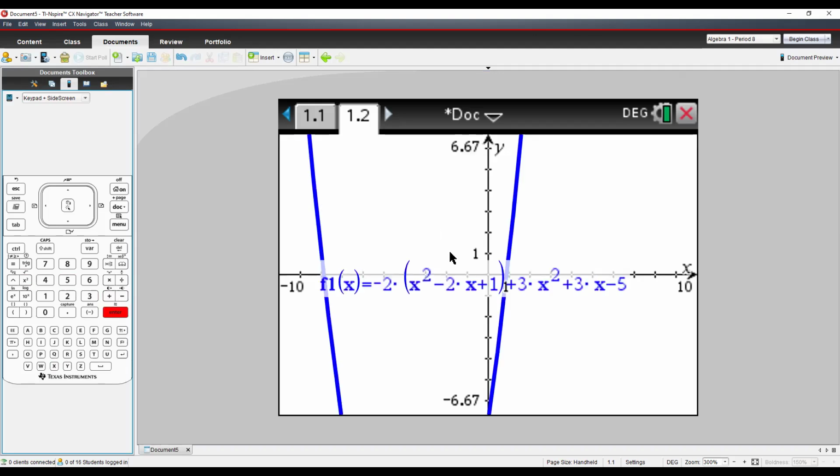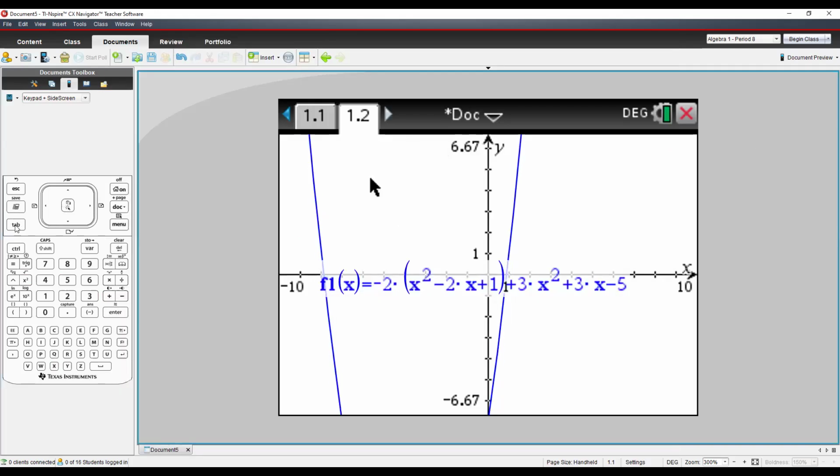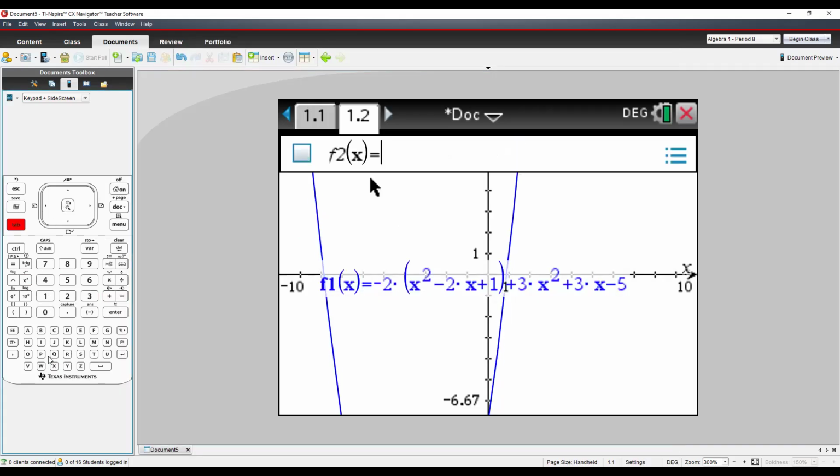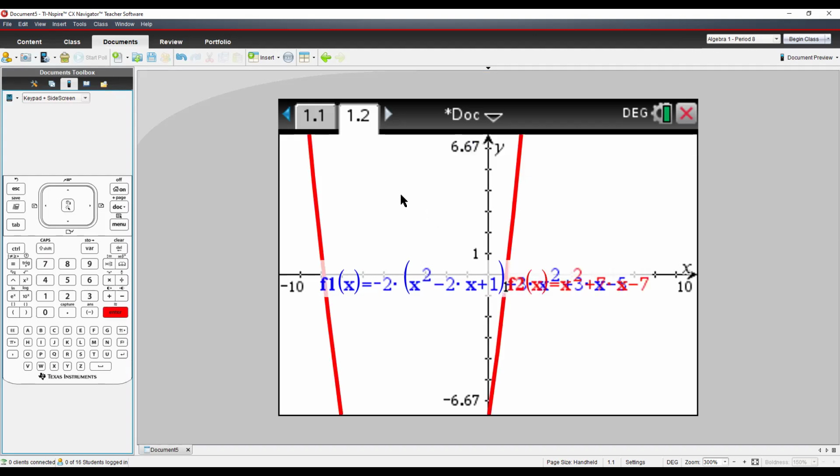It's going to be a quadratic. Okay, we see that, but that's not the important part. So what we're going to do now is take one of these 2 choices. I think it's this one, x squared plus 7x minus 7. So if I go here and put x squared plus 7x minus 7, and I press enter, boom.